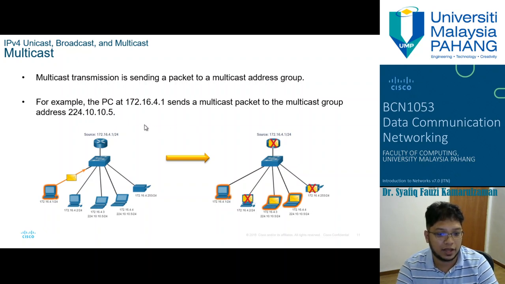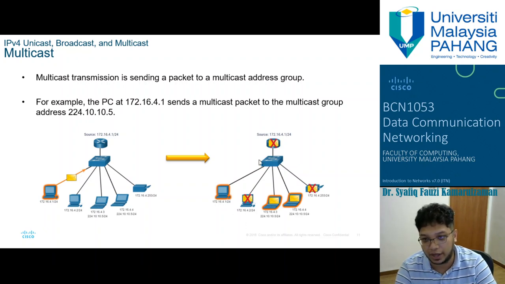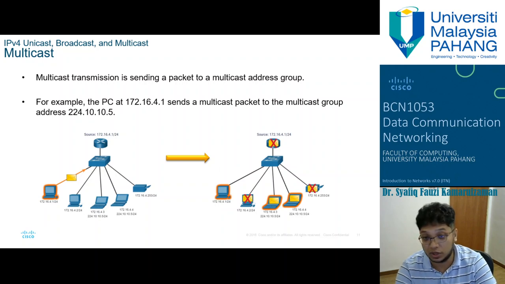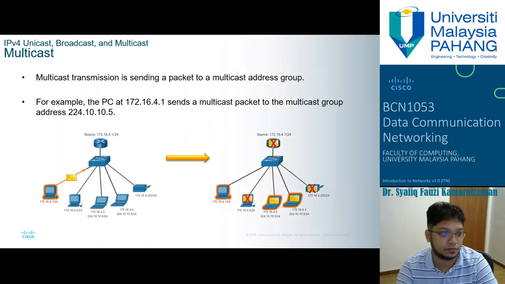So 224.10.10.5 represents, for example, these two PCs. The data from the sender will only travel to these two PCs, ignoring any other PC within the network. There are a lot of things to configure in order to conduct multicast, but in this class we just focus on unicast and broadcast first.